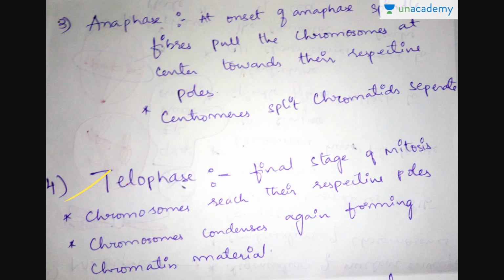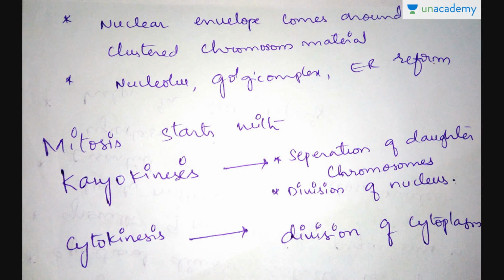And the next and final phase of mitosis is called telophase. In this, the chromosomes reach their respective poles, okay, and the chromosomes further condense again, forming chromatin material. During this, the nuclear envelope comes around the clustered chromosomal material, and all the organelles which had disappeared earlier, like the nucleolus, Golgi complex, endoplasmic reticulum, form again in the cell.